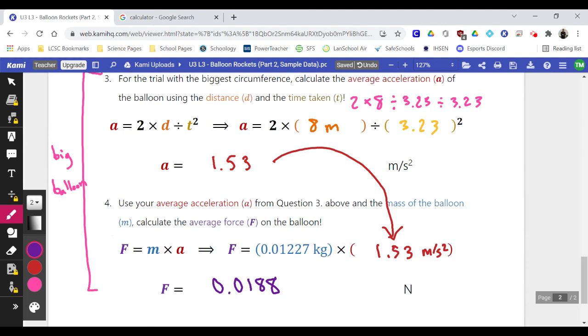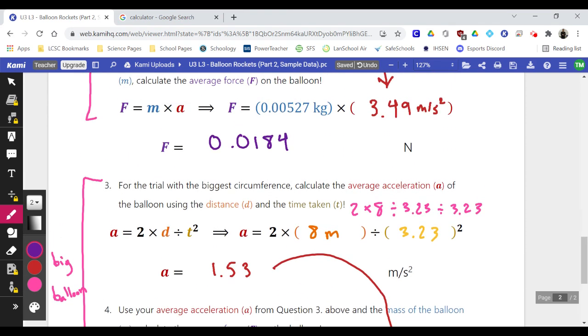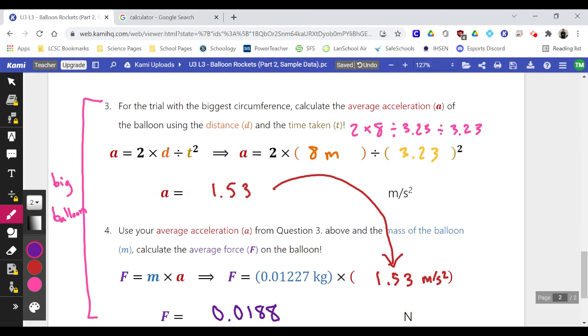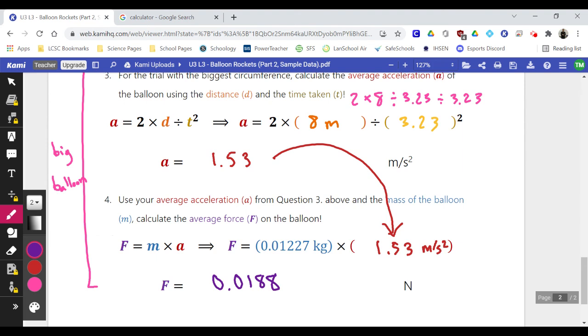Now, this is something kind of interesting. Our bigger balloon had a slower acceleration, a slower rate of speeding up. It took a little bit longer for it to get going. But the force on the big balloon is almost exactly the same as on the small balloon. If you think about it, it makes sense. Even though our big balloon takes longer to get moving, that's because it has more mass. Whether you have a big balloon or a small balloon, the air can only get out so fast. And the air moving out is what causes the reactionary force that pushes the balloon forward.